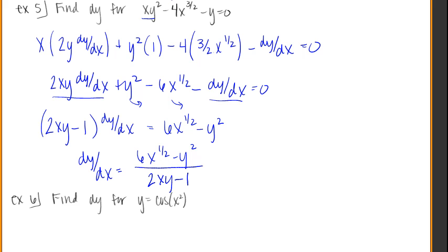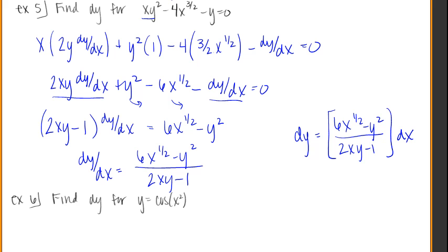Okay, so dy/dx, dividing off that coefficient, will be (6x to the 1/2 minus y squared) over (2xy minus 1). And then to finish this up, to get dy by itself, we can write (6x to the 1/2 minus y squared) dx. If you choose to put that in parentheses with dx up there, that's fine, or we can put all of this in parentheses and then put dx over there, and that'll be the exact same thing.